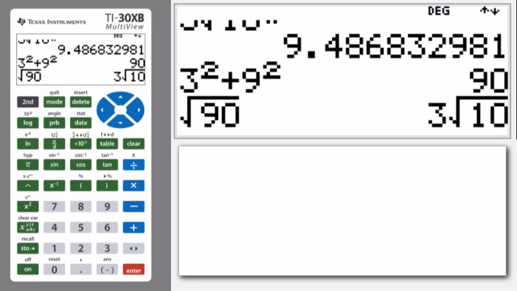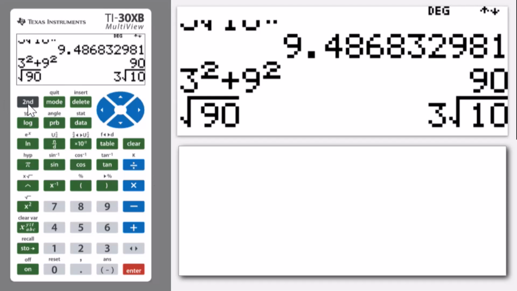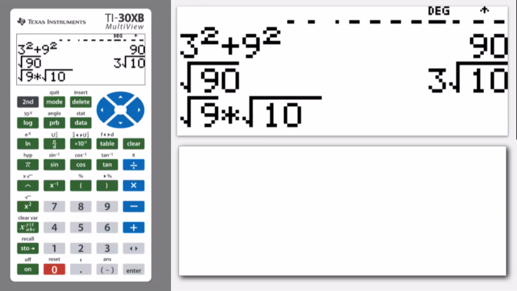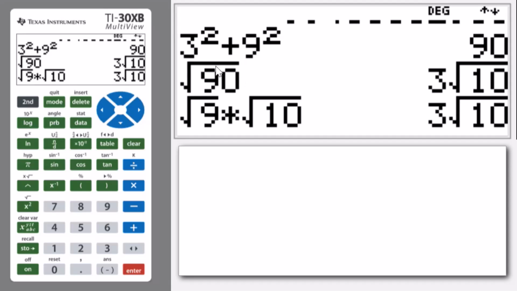But if we think about 90 as being written as 9 times 10, what I've got is the square root of 9, and I'll use the right arrow to get out of that, and I'm multiplying by the square root of 10. And if I press enter, I get that 3 root 10. So here we have this situation where we can factorize what's inside the square root from 90 to 9 lots of 10.